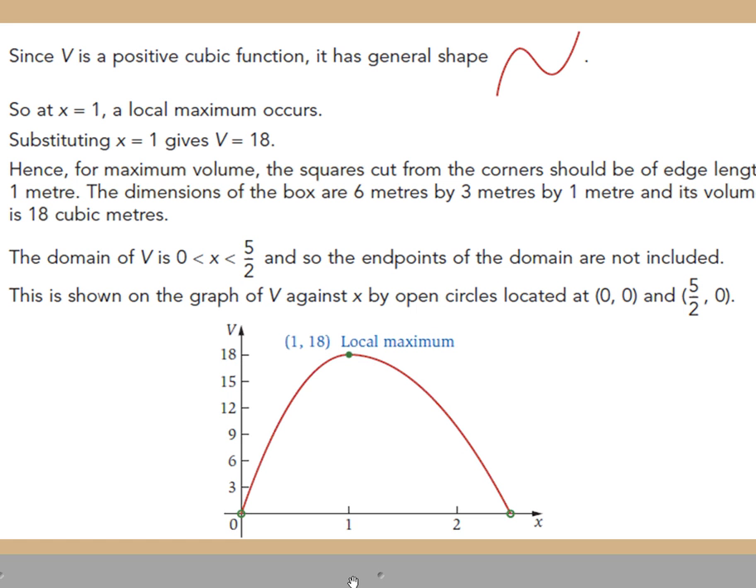So here we are with just that part which has been expanded. So we've drawn it for the required domain. We've got the open circles here showing that it doesn't exist at x equal to 0 and x equal to 2.5. And here's the maximum occurring, 18 cubic metres when the x value was 1.